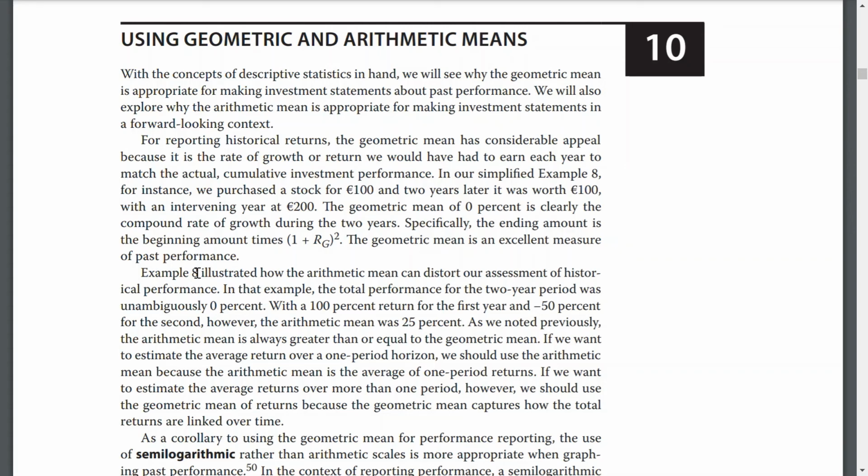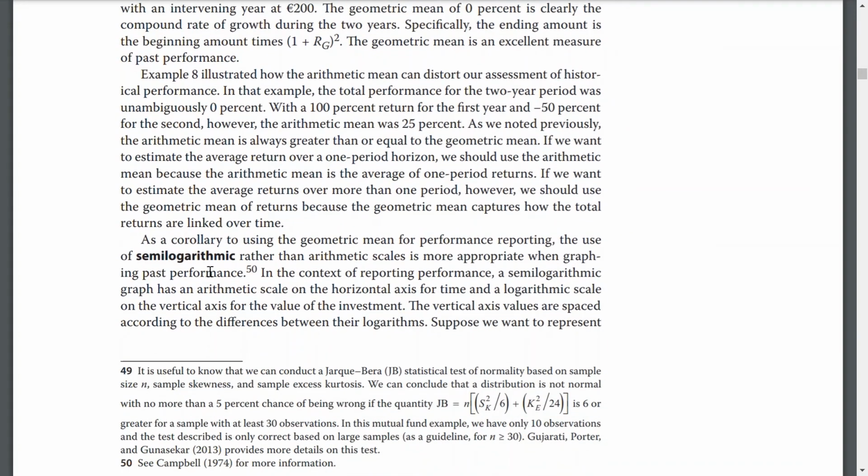Example 8 illustrates how the arithmetic mean can distort our assessment of historical performance. In that example, the total performance for the 2-year period was unambiguously 0%, with a 100% return for the first year and a negative 50% return in the second year. However, the arithmetic mean was 25%, as we noted previously. The arithmetic mean is always greater than or equal to the geometric mean.